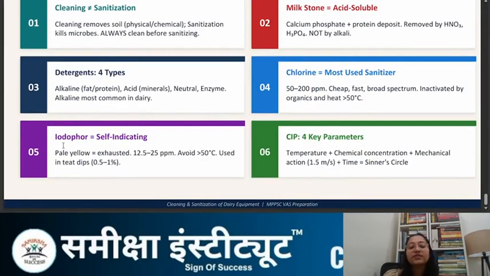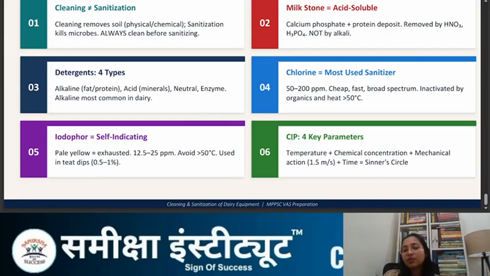Then next, iodophores, these are also self-indicating in nature. They will convert into pale color once they are exhausted, and 12.5 to 25 ppm is used. Again, we need to avoid more than 50 degrees Celsius temperature, and teat dips can also be used with iodophores.